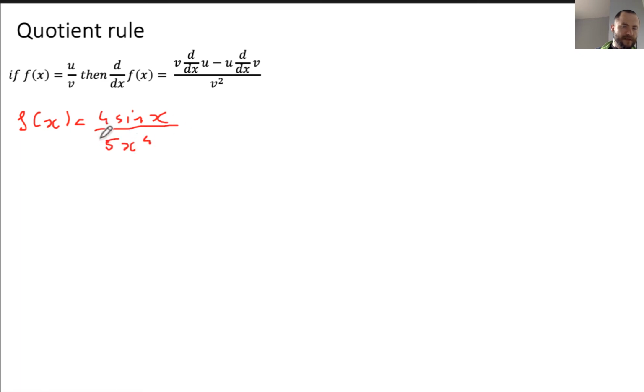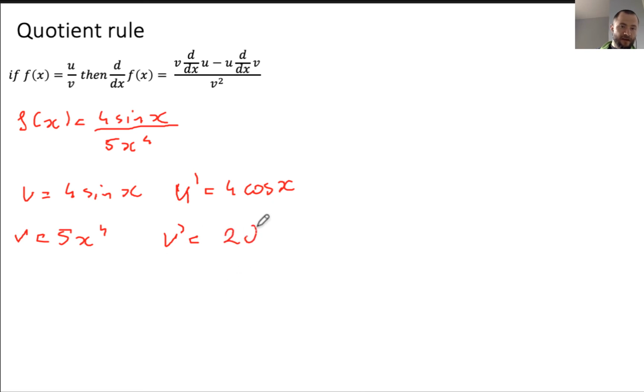So obviously this is a fraction, so I need to use the quotient rule. Let's say that my u equals 4 sine of x, and then u prime will be the derivative of 4 sin x, which is 4 cos of x. And then in the denominator, v equals 5x to the power of 4. The derivative of v equals 20x cubed. So let's put those numbers into my expression and see what comes out.